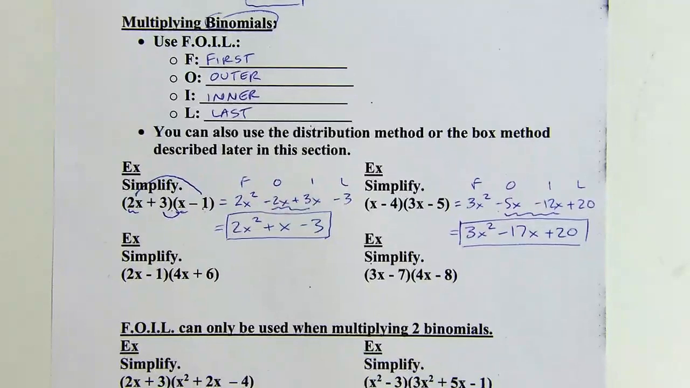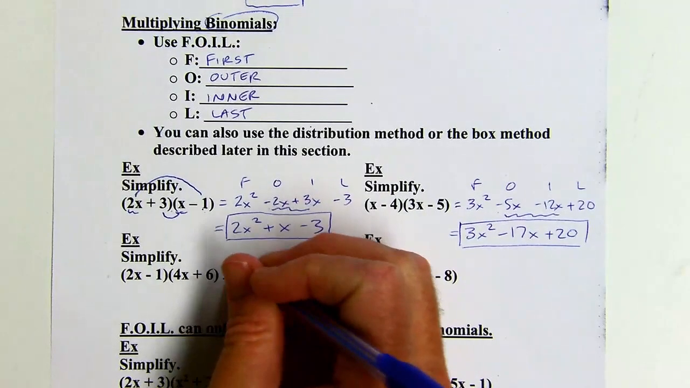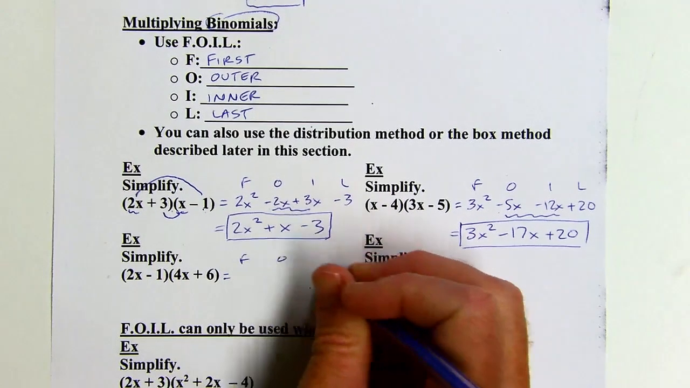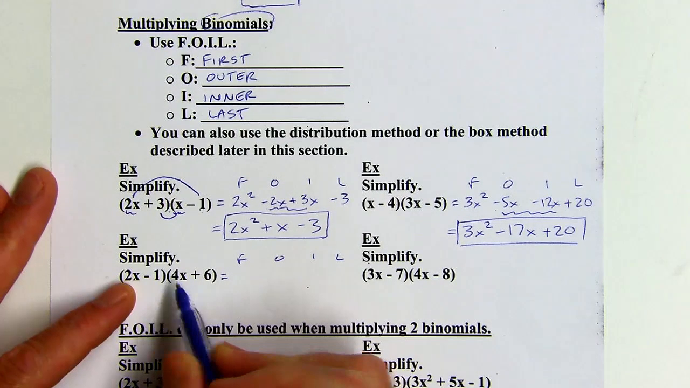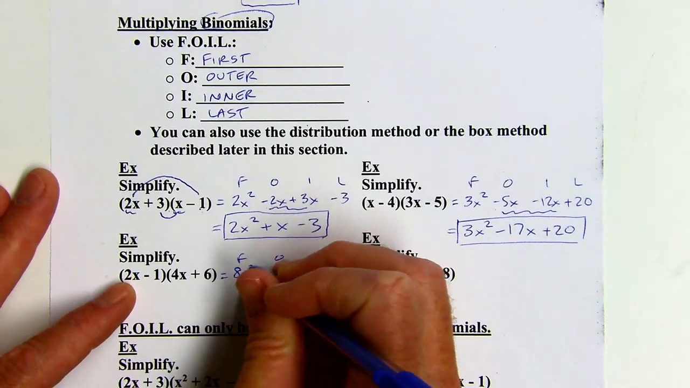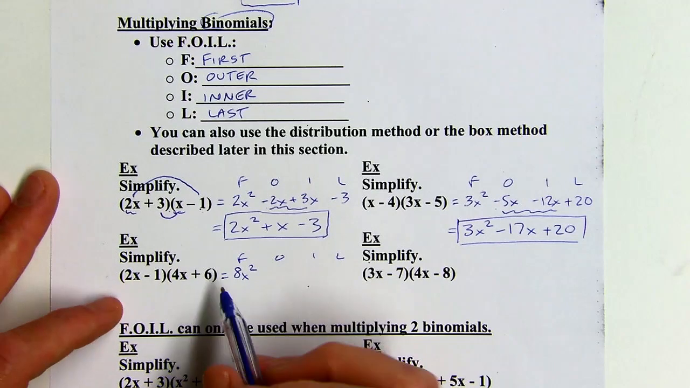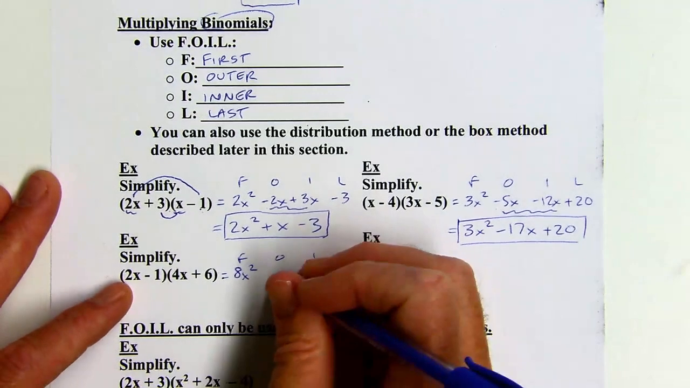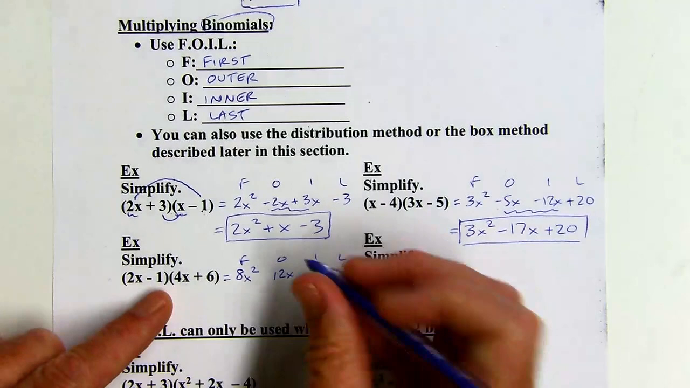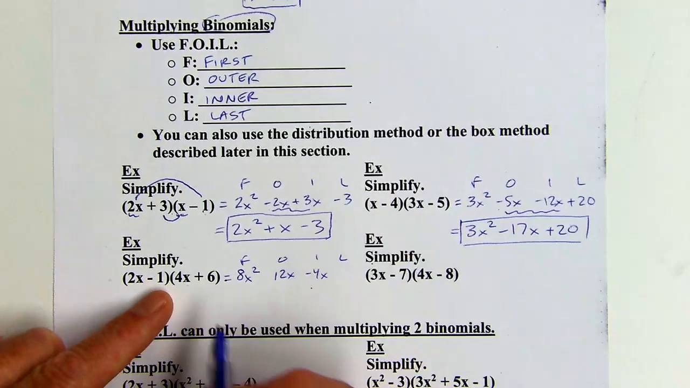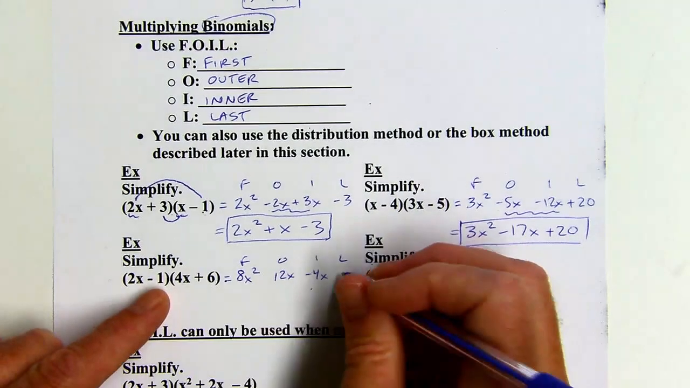Okay, just some more examples here. So foiling again. 2x times 4x, those are my firsts. That would be 8x squared. And then I'll go outer. So 2x times 6 is 12x. Inner, negative 1 times 4x is negative 4x. And then last, negative 1 times 6 is negative 6.